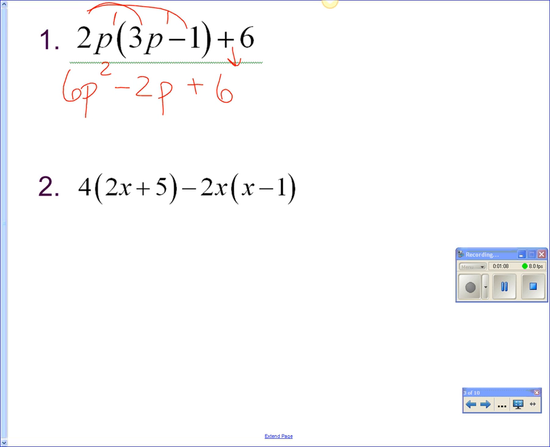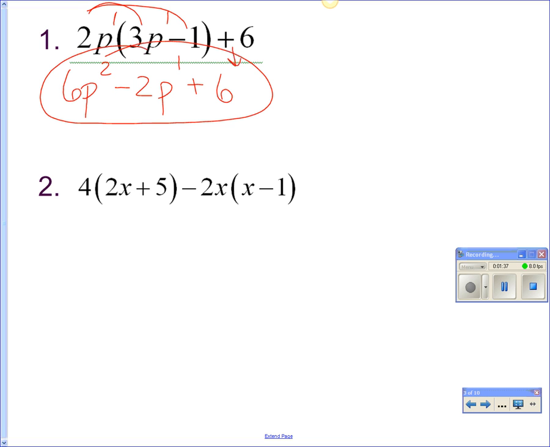You do need to check and see if things can go together. This is p to the second, and this is p to the first. Can you put those together? No. Not when you're adding. When you add, you combine like terms, and those are not like terms. So that is your answer. That's your answer, okay?